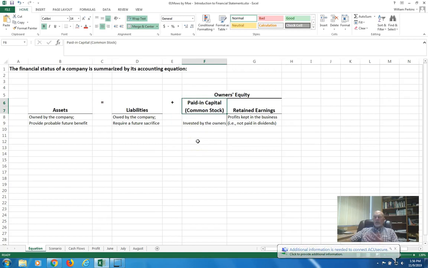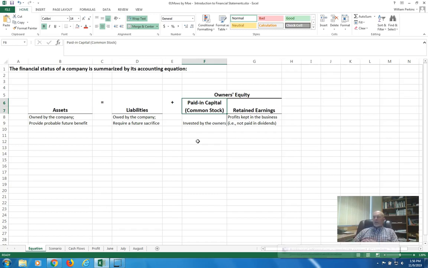So that's the money that the owners invest out of their own pocket. It might be one owner, it might be several partners, it might be hundreds of stockholders, but the money that they invested we call paid-in capital. A lot of times in the examples we'll refer to that as common stock because that's what the owners are getting when they make that investment.